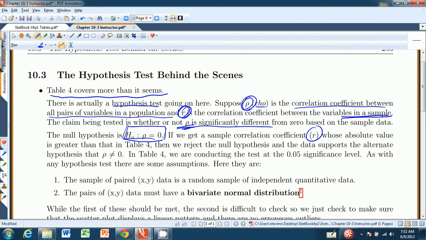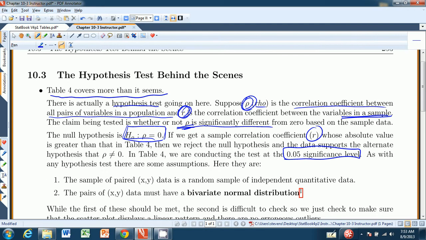And again, with any hypothesis test, we can choose the significance level, and Table 4 is generated under a 0.05 significance level on the hypothesis test. Some books will give you tables for 0.01 and 0.10 as well, but 0.05 is pretty standard, so that's the one significance level we have in that table.